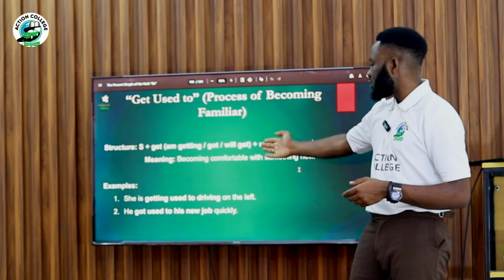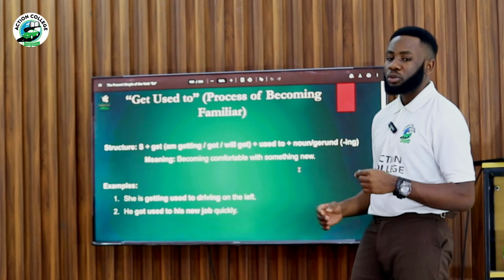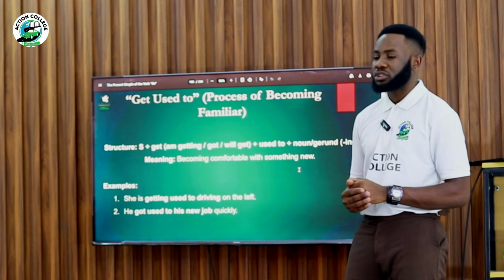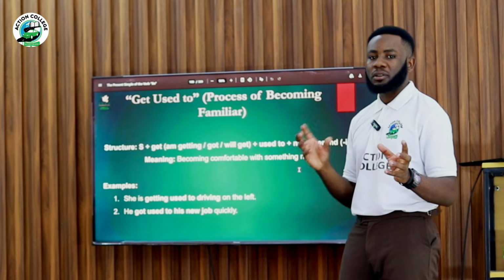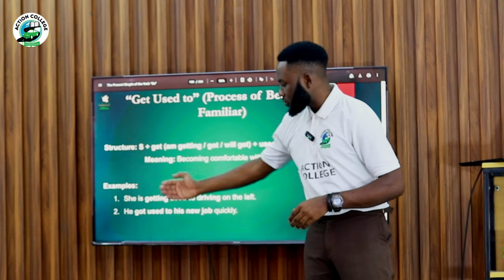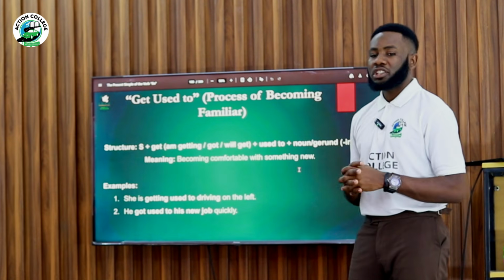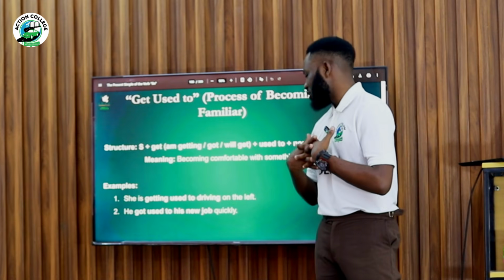So then after this you have to add "used to," which can be followed by a noun, the same sense as with "be used to," and then with a gerund, where we say that this is a verb most of the time with the "-ing" form. And then the example as shown here: "She's getting used to driving on the left."